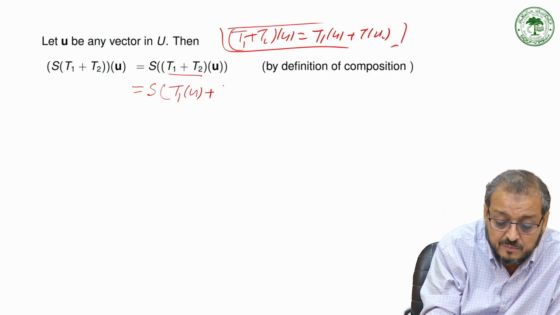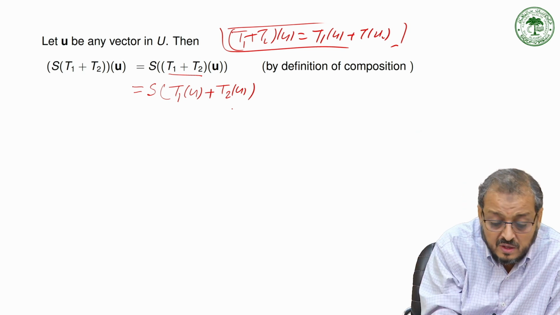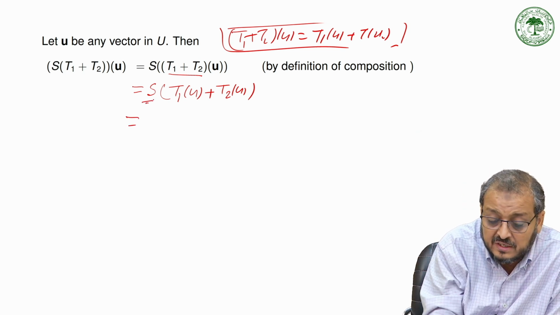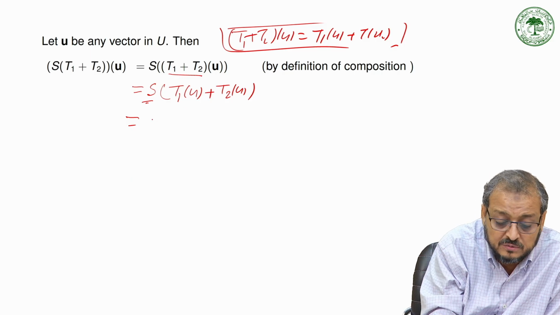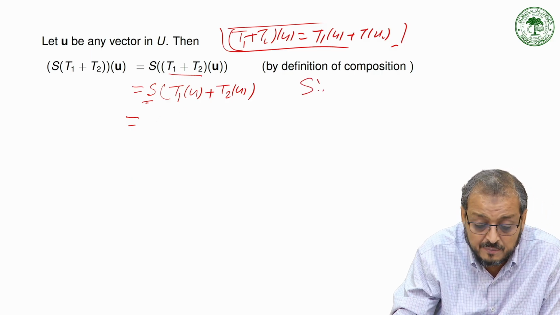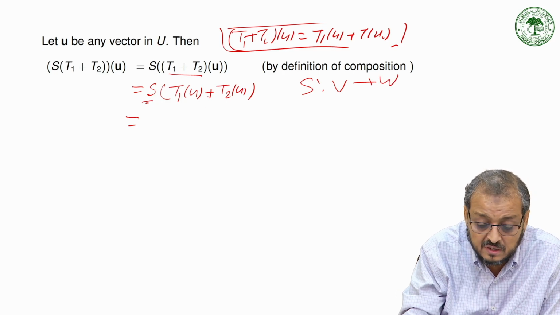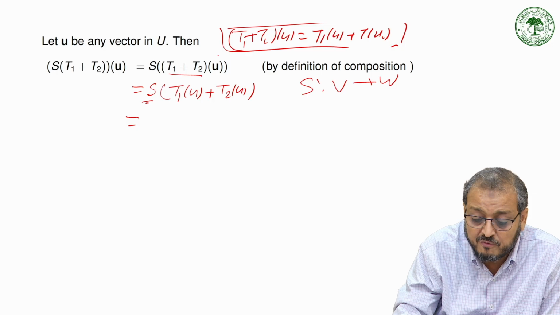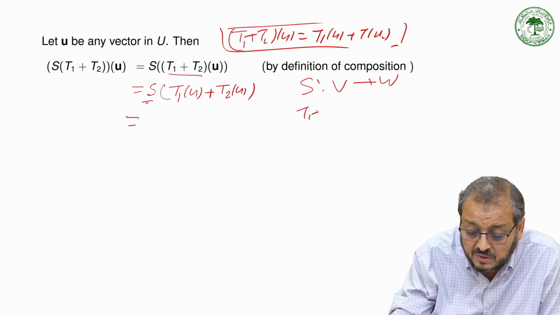So I can say that this can be written in the form of T1u plus T2u, and now again, because S is a linear map, S of u1 plus u2 can be split. S is a map from V to W, and T1 plus T2 is a map from U to V.